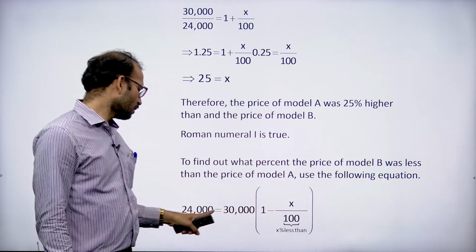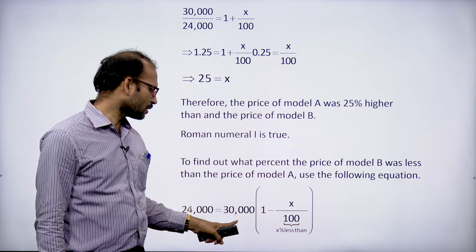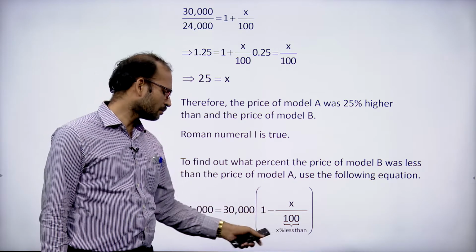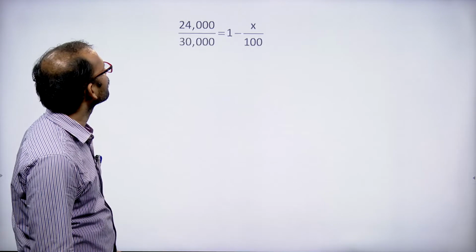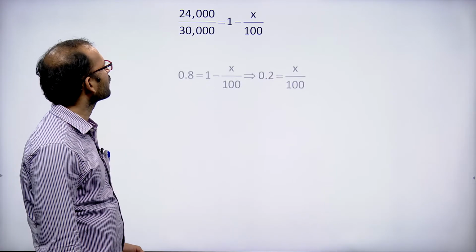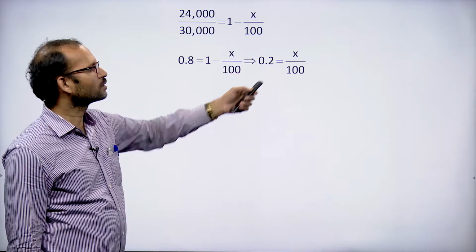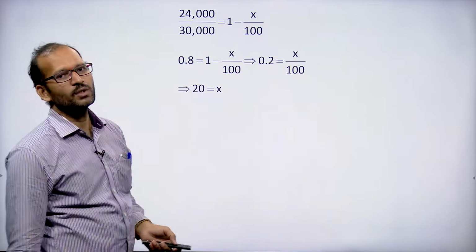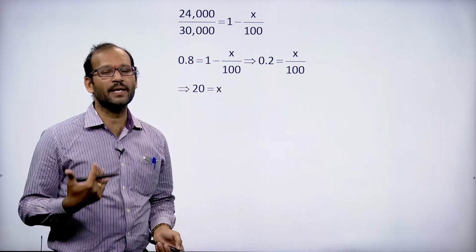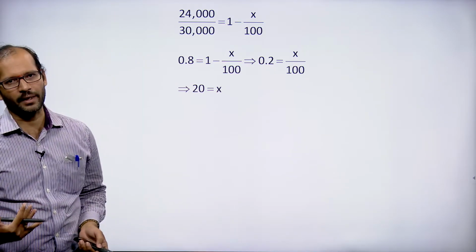So 24,000 equals 30,000 into 1 minus x by 100, which gives you 24,000 by 30,000 equal to 1 minus x by 100. That gives 0.8 equal to 1 minus x by 100. So x by 100 equals 0.2, x equals 20%. So therefore model B's price was 20% less than model A.